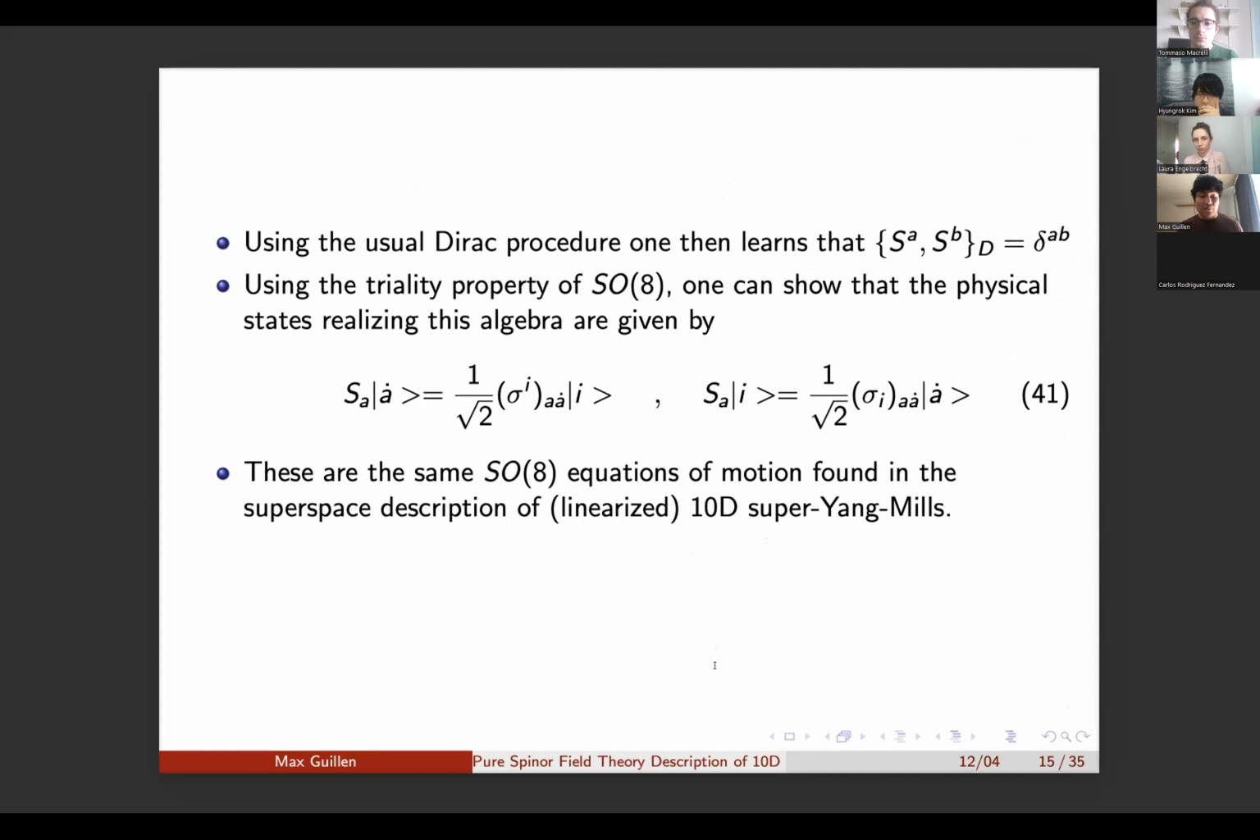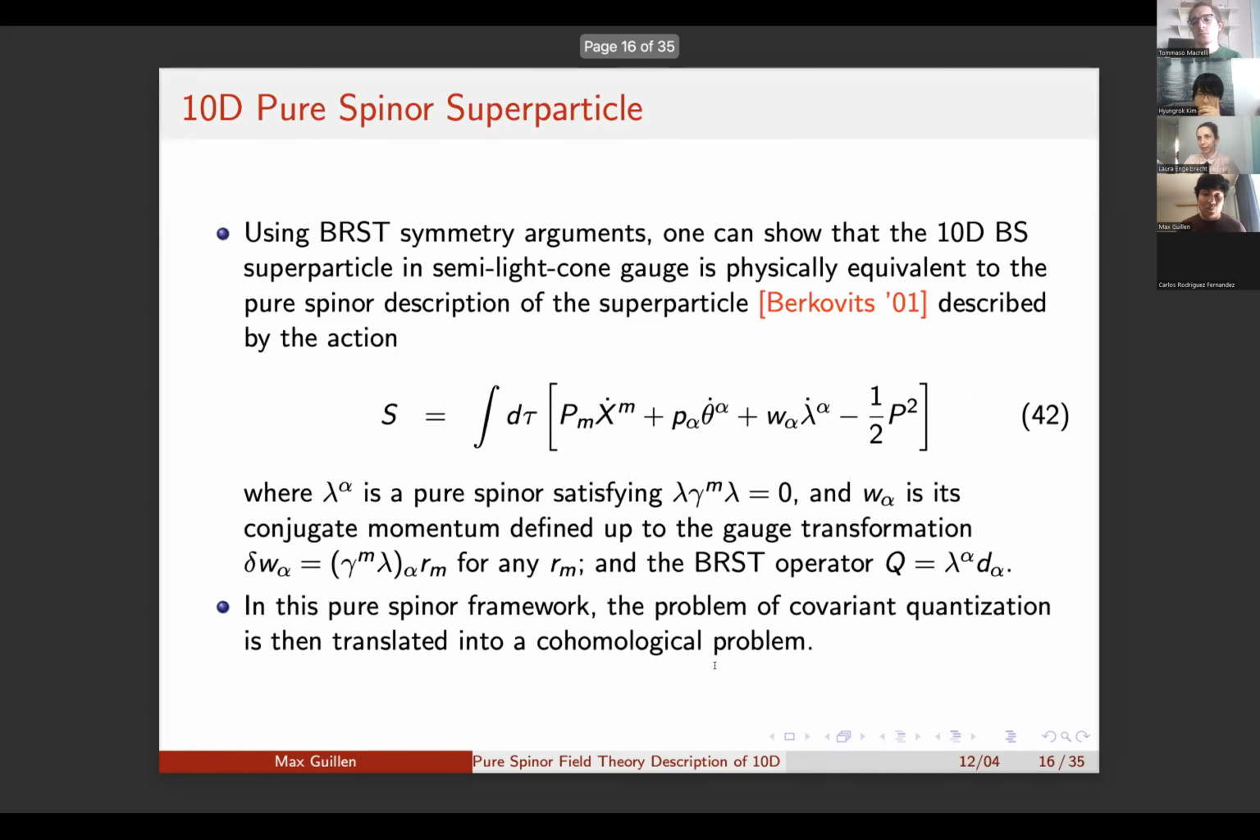So now the goal is to describe 10-dimensional super Yang-Mills, but in a Lorentz covariant manner. In order to do that, I will introduce pure spinors. Basically, as before, we have the superspace coordinates x and theta with the respective momenta p_m and p_alpha. But now I will introduce these bosonic coordinates lambda^alpha, which satisfy this pure spinor constraint, lambda gamma^m lambda must be 0. And w_alpha is its conjugate momentum, which is defined up to the gauge transformation given by this expression. This is because of the pure spinor constraint. And also this BRST operator Q equals lambda^alpha d_alpha. This d_alpha is the Green-Schwarz constraint that I already explained some slides before.